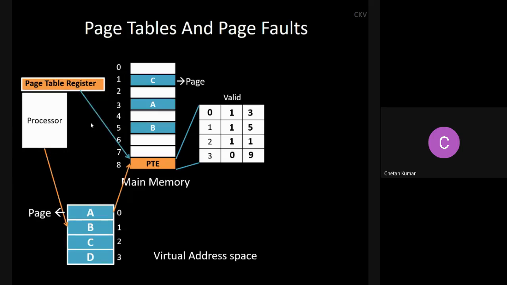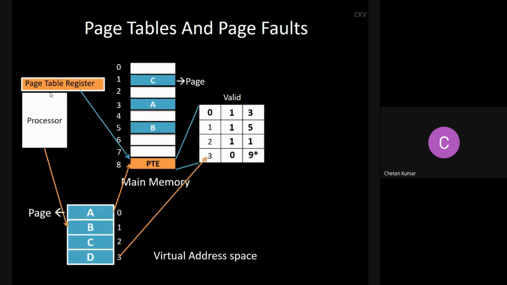The page table is located based on the information in the page table register. For example, in this case, if you are trying to access virtual page 0, it will get translated to physical page 3 and you will be able to access the page. So this is the case of a page hit.